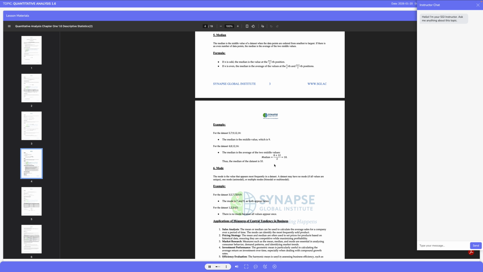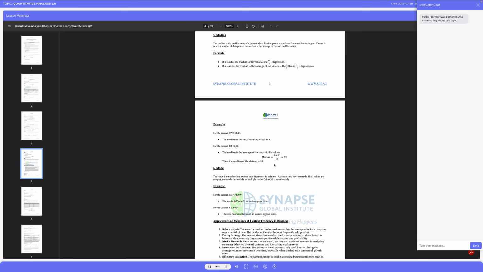For example, in the dataset 5, 7, 9, 12, and 14, the median is 9, as it is the middle value. In the dataset 4, 8, 12, and 16, the median is calculated as the average of 8 and 12, which gives 10. In business contexts, such as income analysis or property prices, the median often provides a more realistic measure of a typical value than the mean when extreme values are present.